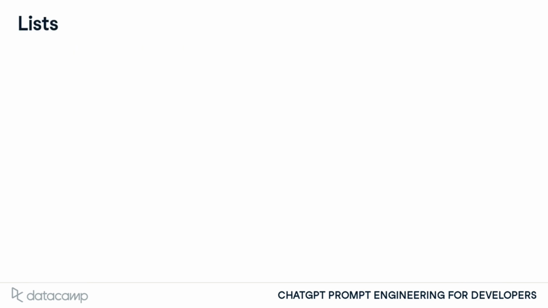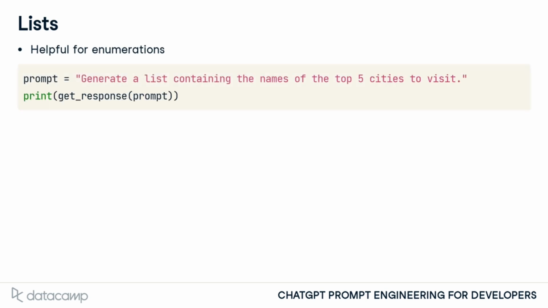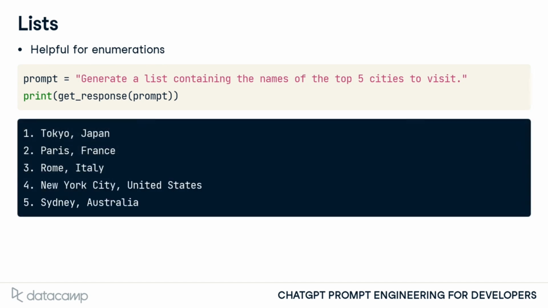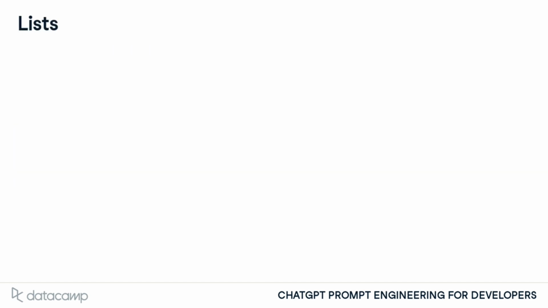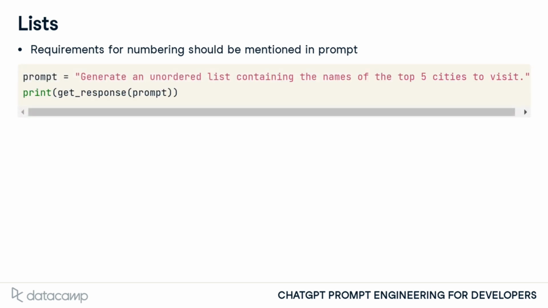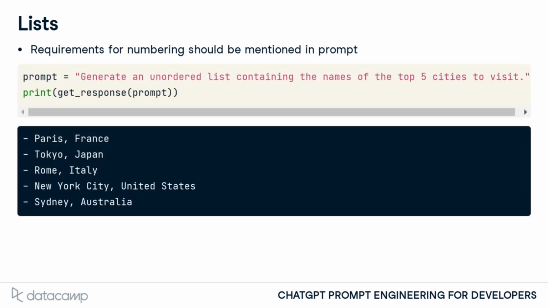A list is another format, helpful for enumerations. For example, if we ask the model to generate a list of the top 5 cities to visit, the output will be a numbered list of cities. We should explicitly mention specific requirements for how the output list should be formatted in the prompt. If we ask the model to generate an unordered list, the output will not be numbered.